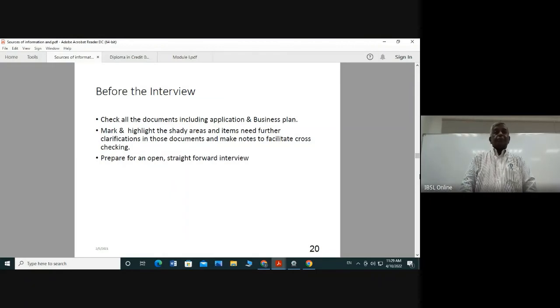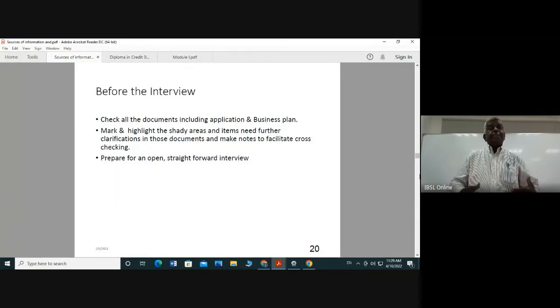Before the interview, check all the documents, including the application and business plan. Some managers, without doing anything, just call the customer for the interview. So the manager doesn't know what he requires, and the customer also comes, because the manager may not ask the relevant questions.